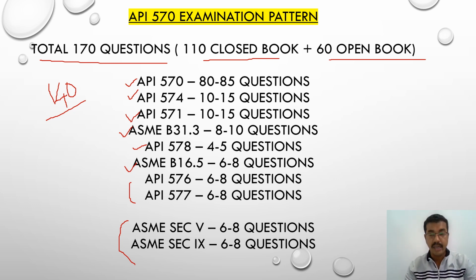Why do I say how many questions are coming? Because you have to give your time and focus more on those codes which have more questions. If you give more time to 571 damage mechanisms, B31.3 process piping, 578 PMI, B16.5 for flanges, and give less time to 570, then you might fail, because a lot of questions come from 570 only.